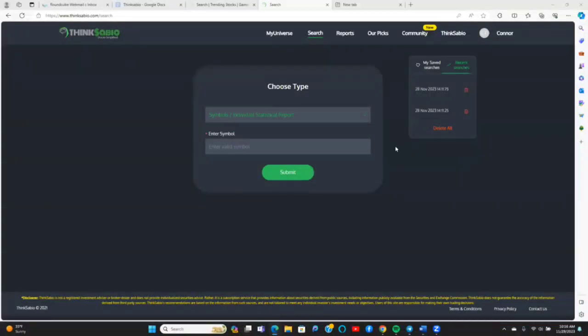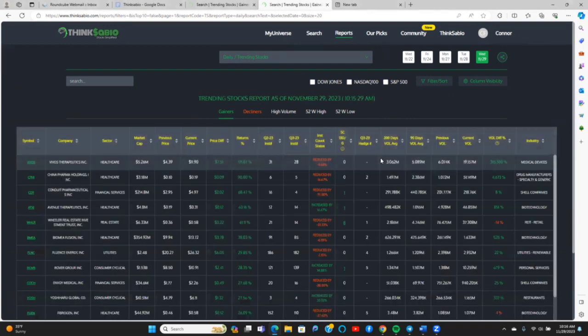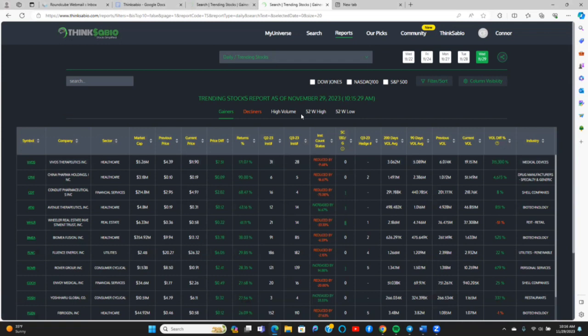The daily trending stocks report is valuable for getting high quality information each day about which stocks are going up and which are declining. You can access this report by clicking on the reports tab here, and it'll be the first one that shows up. As you can see, once it loads, there are lots of ways to look at the data based on what's trending each day.